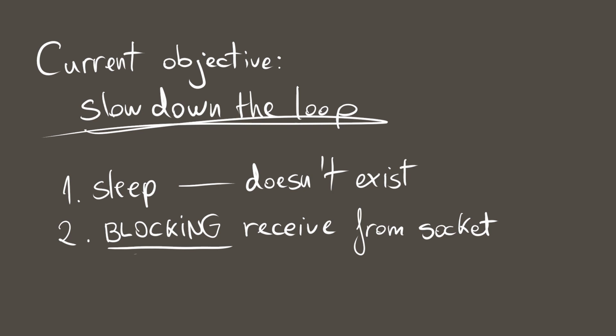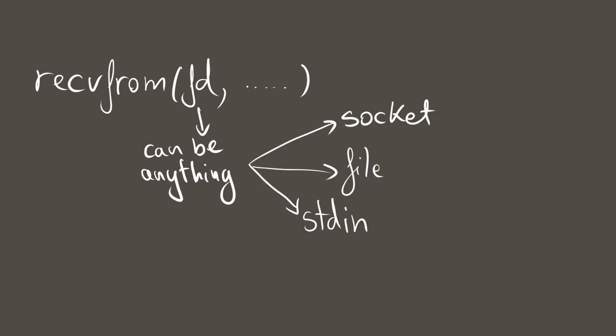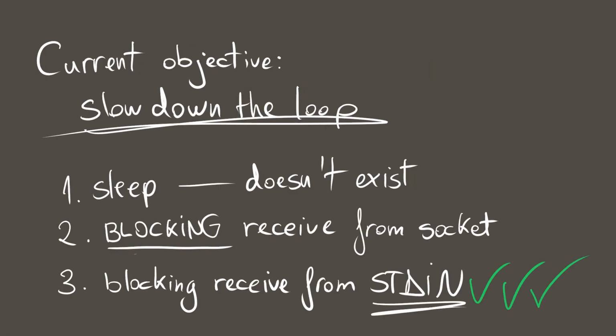Fortunately, we have the option of creating another socket to which we can just send irrelevant packets every second or so. Even better, there is a simpler option. As it happens, the receive from syscall doesn't care what kind of file descriptor you give it. It can be a socket, a file, or even something like standard input. This is nice as we can just send it data to standard input through the PoundTools remote object. Remember, up until now we were able to send the program length and its context to standard input, and it most probably hasn't closed this.